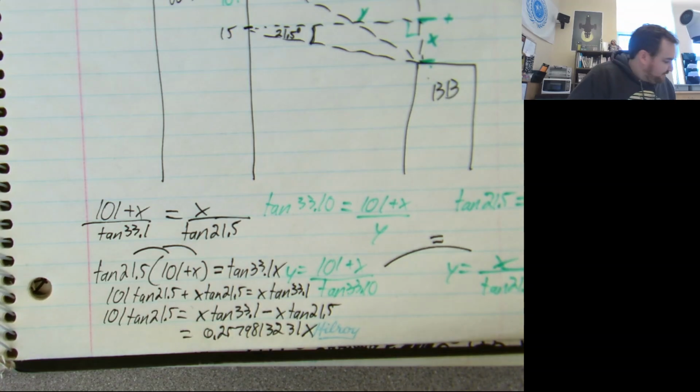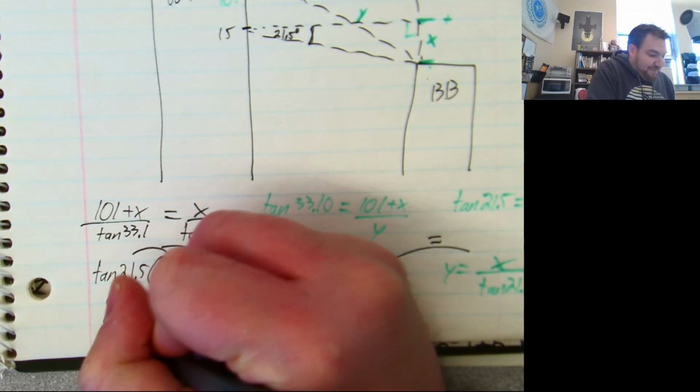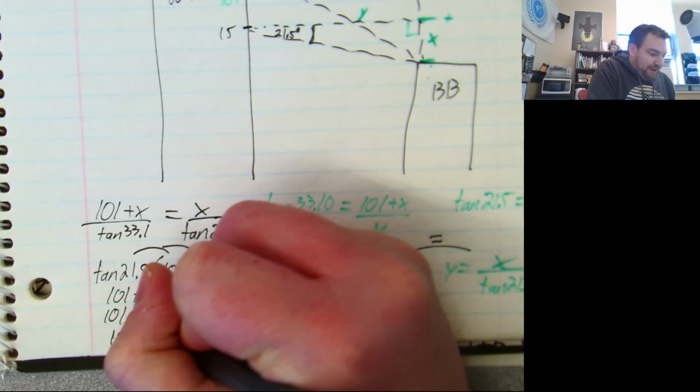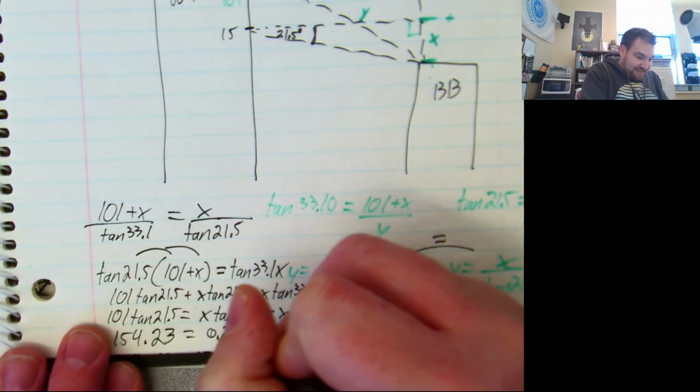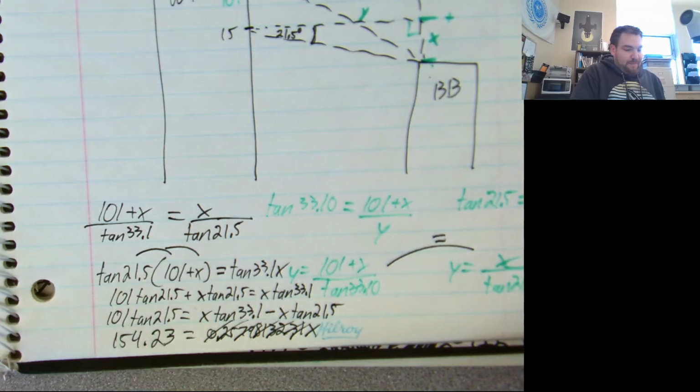Oh, shoot, I screwed this thing up. Nope, I did not screw this thing up. We're going to get that x is equal to 154. I did not screw this up. 0.23 is the value for x.